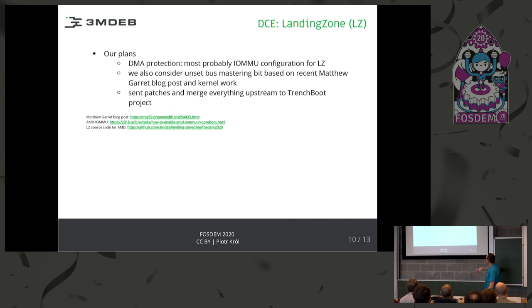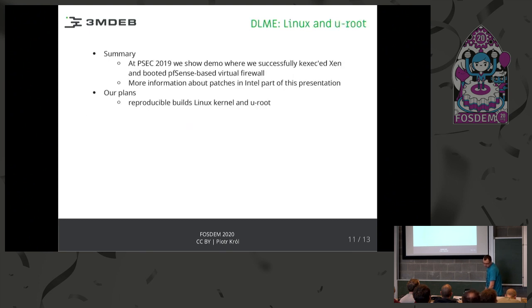Recently Matthew Garrett provided a post that there may be other ways to mitigate DMA attacks that may happen at the point of the dynamic launch event. In case of Linux, I believe Daniel will talk a little bit more about that. But what we were able to do was to use Linux and u-root as a DLME, which kexecs Xen, in which we run a virtual firewall, which was pfSense in this case. And there are many patches coming to the kernel to support that.